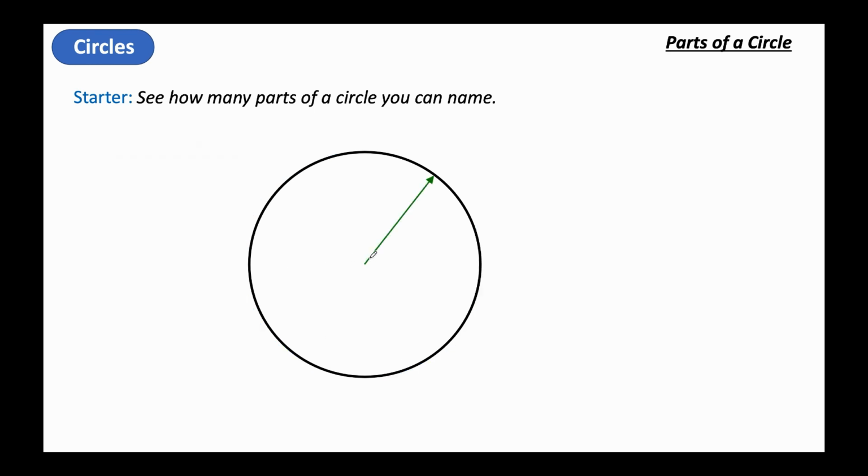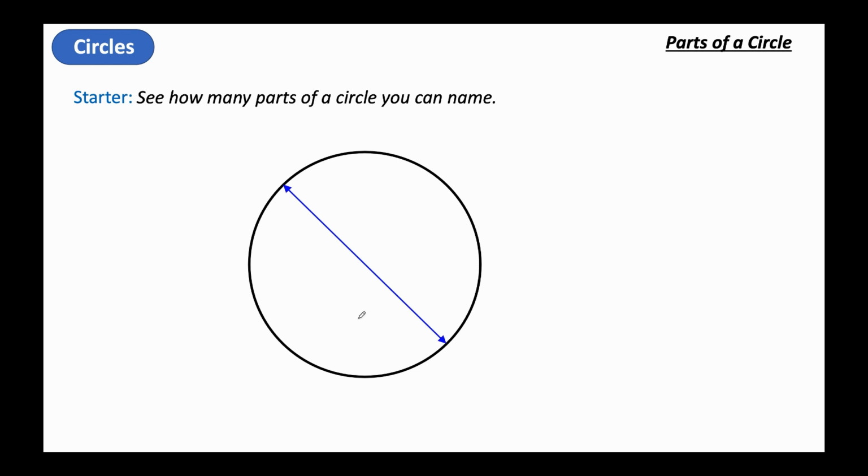Then, what about this one? Now this comes from the center of the circle, so it's from the center to the outside. This is a radius. It just goes from the center directly to the outside. And it doesn't matter where you draw the radius, it will be a straight line and it will always be exactly the same length because it's always the same distance from the center to the outside. Each one of these would be a radius.